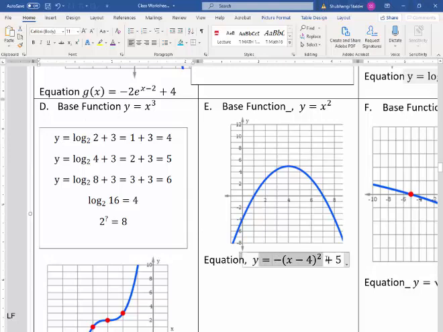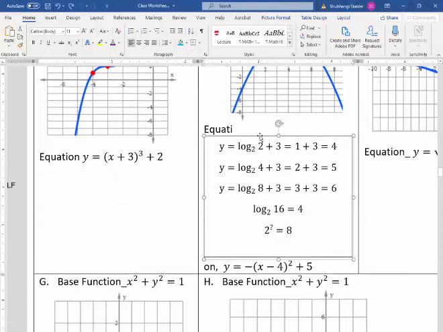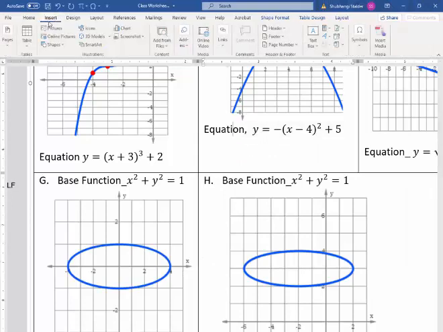So let's take your function here. Oh, it's not letting me edit. All right, let's get a new text box.